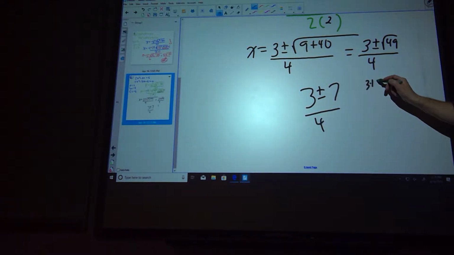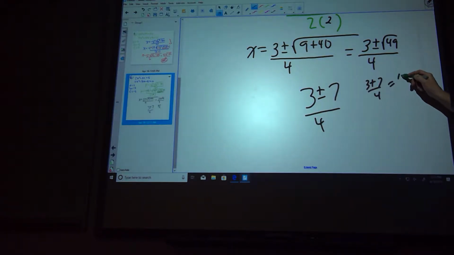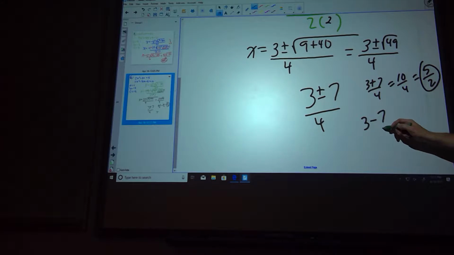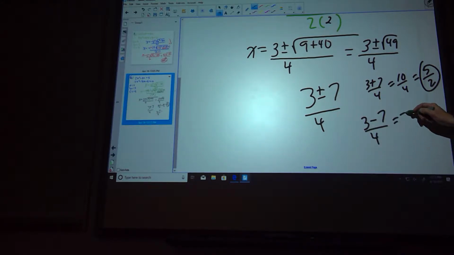So 3 plus 7 over 4 is one answer. That gives me 10 over 4, which reduces to 5 over 2. And then 3 minus 7 over 4 equals negative 4 over 4, which is negative 1. There's my 2 answers.